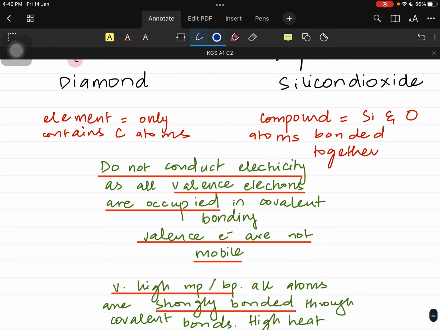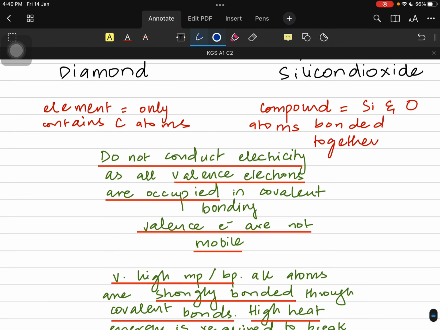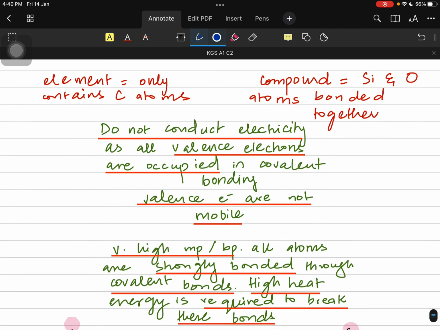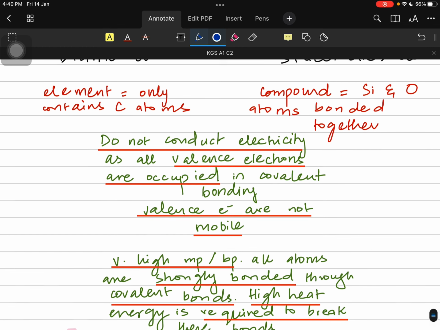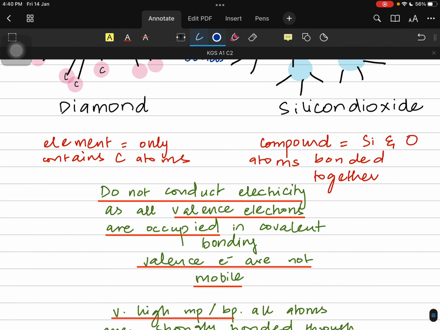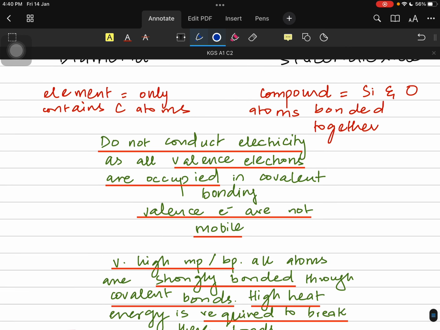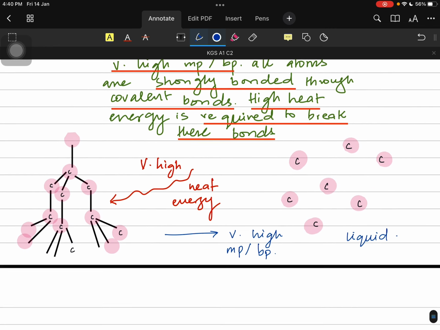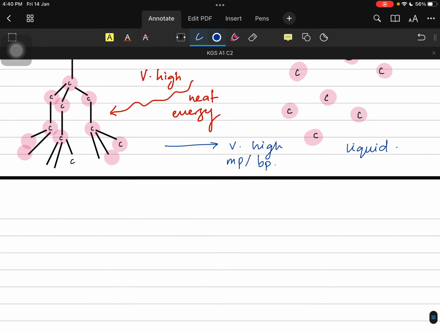And then we saw the properties of diamond and silicon dioxide which were in common, because they both had a very high melting and boiling point. The atoms are strongly bonded by covalent bonds, and it requires a very large amount of heat energy to break these covalent bonds. It's not weak intermolecular attraction, it's strong covalent bonding. And since they were bonded, their valence electrons were occupied in covalent bonding. The valence electrons are not free anymore, not mobile anymore, not available anymore to conduct electricity.